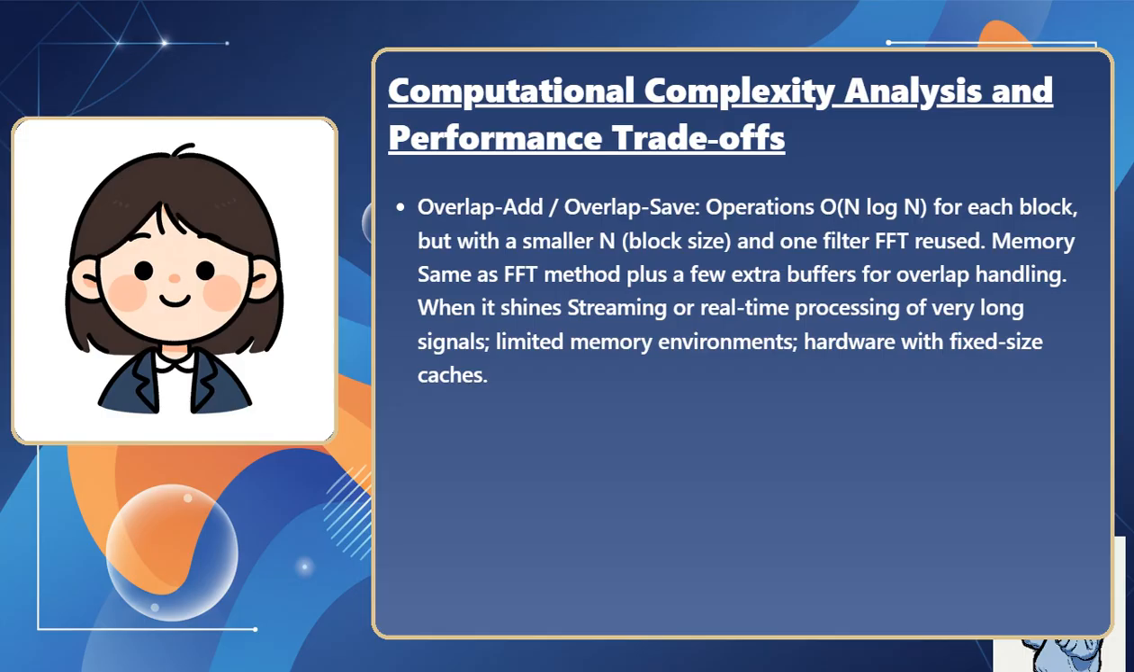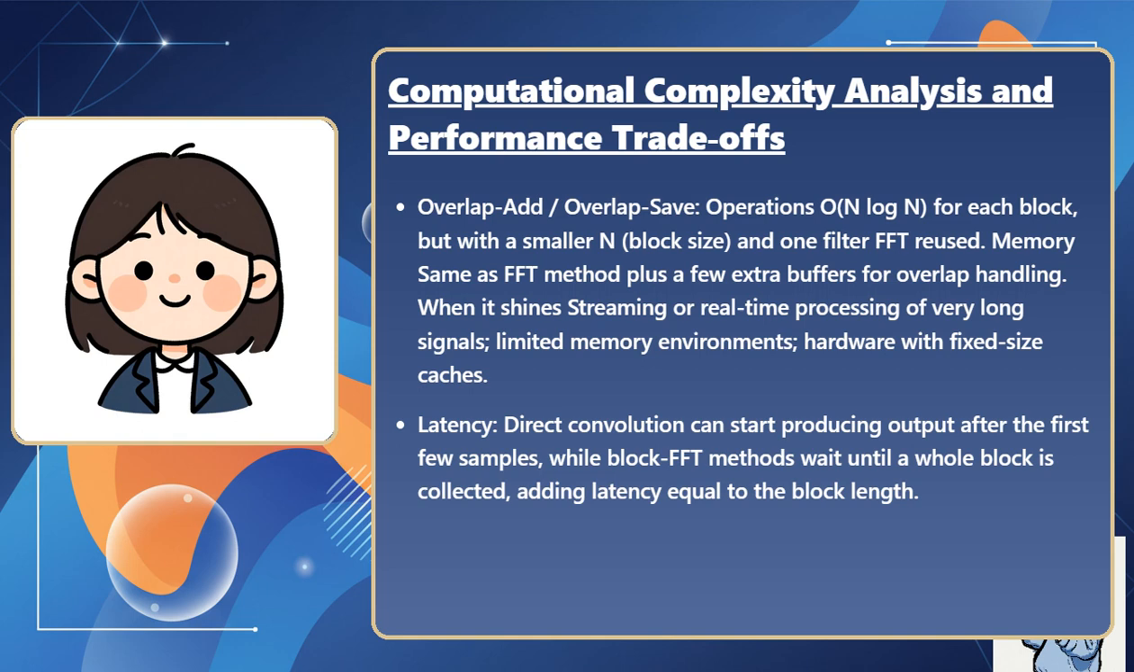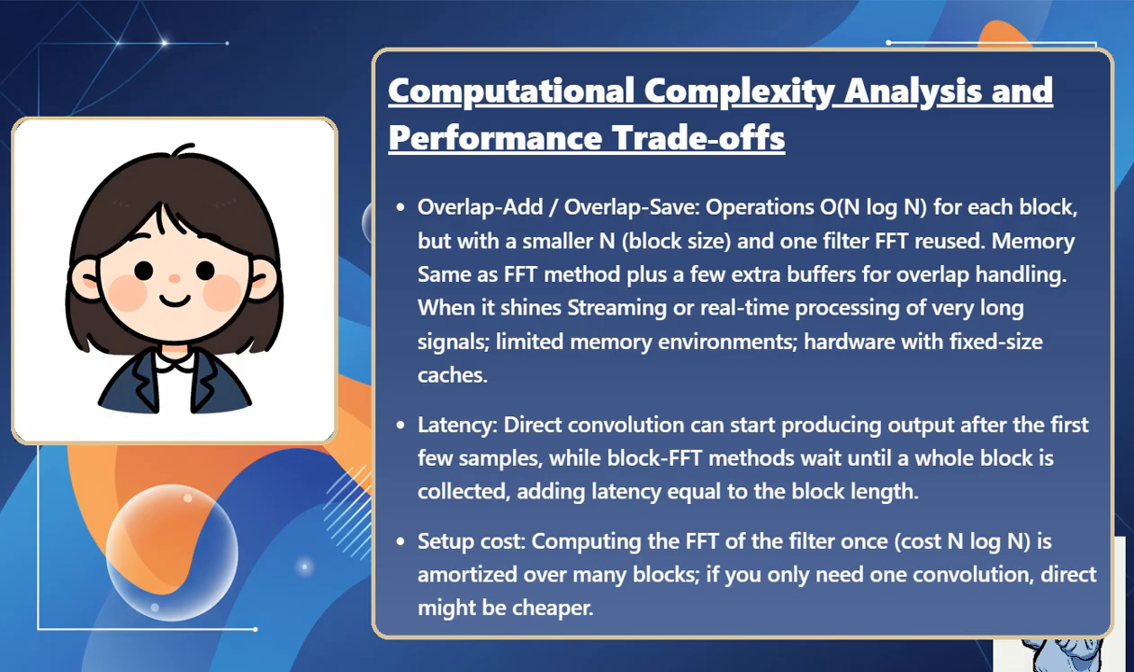When it shines: streaming or real-time processing of very long signals, limited memory environments, hardware with fixed size caches. Latency: direct convolution can start producing output after the first few samples, while block FFT methods wait until a whole block is collected, adding latency equal to the block length. Setup cost: computing the FFT of the filter once, cost O(n log n), is amortized over many blocks. If you only need one convolution, direct might be cheaper.